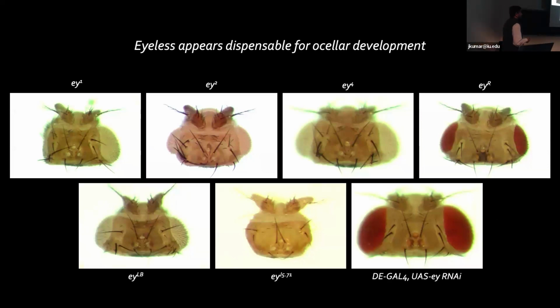You can see in every single case, you might affect the compound eyes to varying degrees. Here's the null mutant where the compound eyes are completely missing. But in all cases, whether these are the 6 mutants that we have or an RNAi line, you can see that the ocelli are present and they're robust. So it does suggest, at least genetically, that Eyes Sus is not involved in ocellar development.